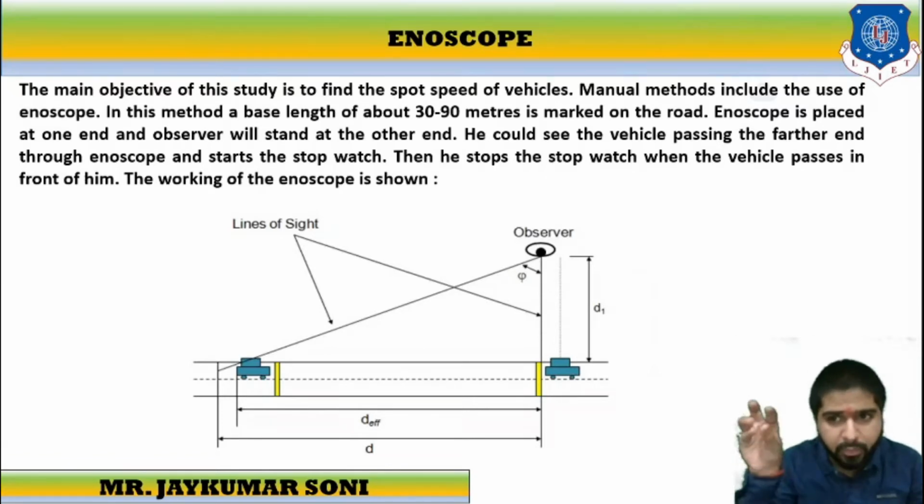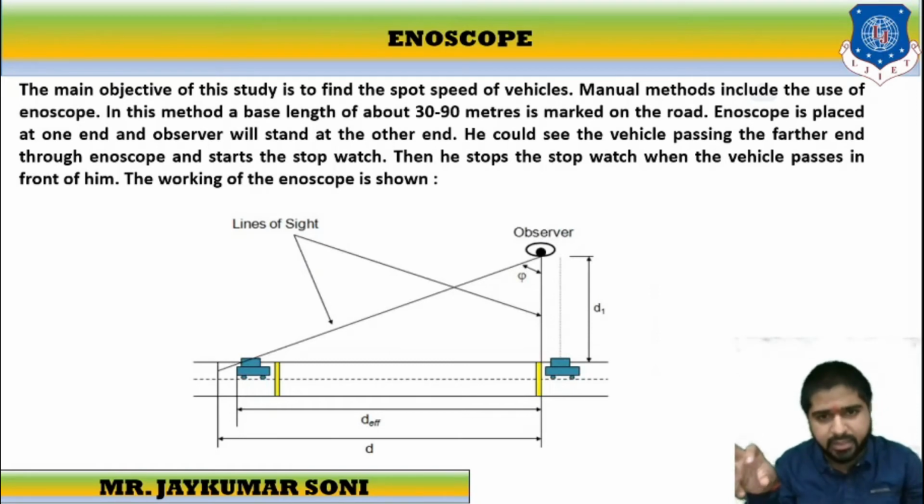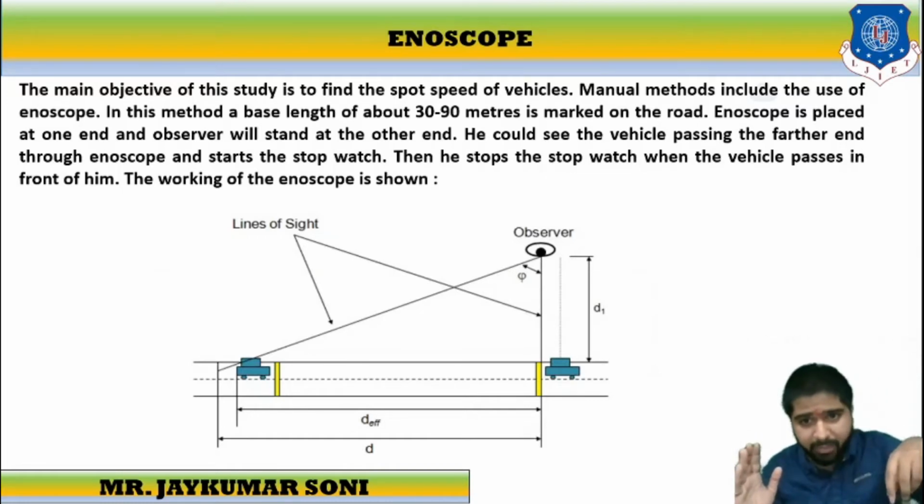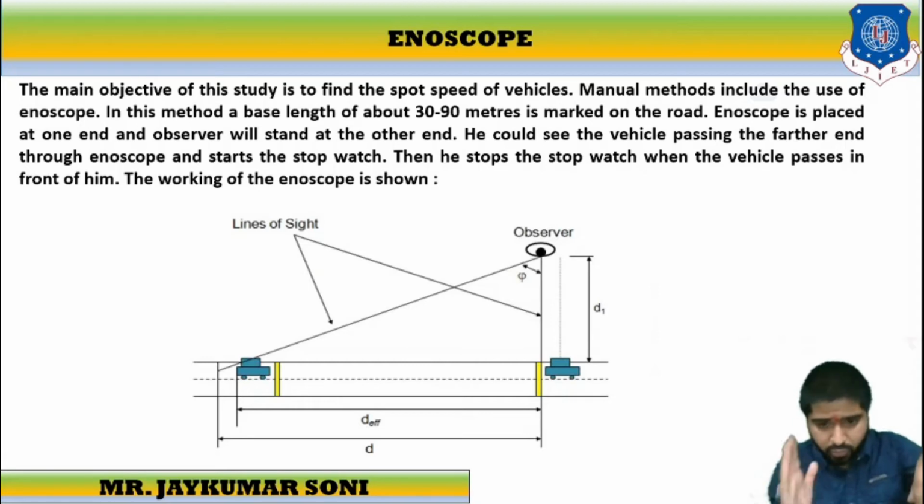Anoscope is placed at one end and observer will stand at the another end. Means if this is the starting point of the road, this is the ending point of the road, I will put the anoscope over here, I will stand over here. Now, whenever I am standing over here, I will be able to see the vehicle which is passing the farther end through the anoscope. The anoscope is here. The vehicle is coming from here.